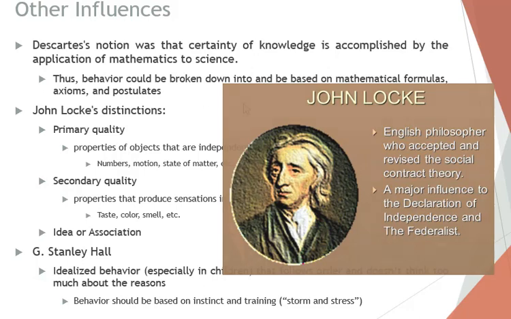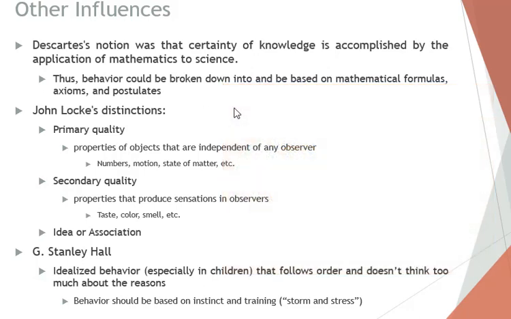But Locke's idea was that everything has two types of qualities: primary qualities and secondary qualities. Primary qualities are things that are independent, things where it doesn't matter who you are. These things always stay the same. And then there are things that depend on the senses of the observer.